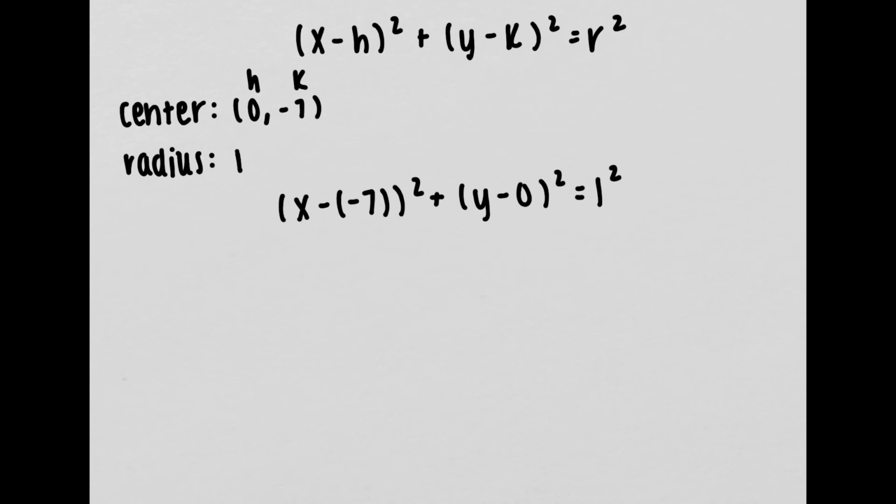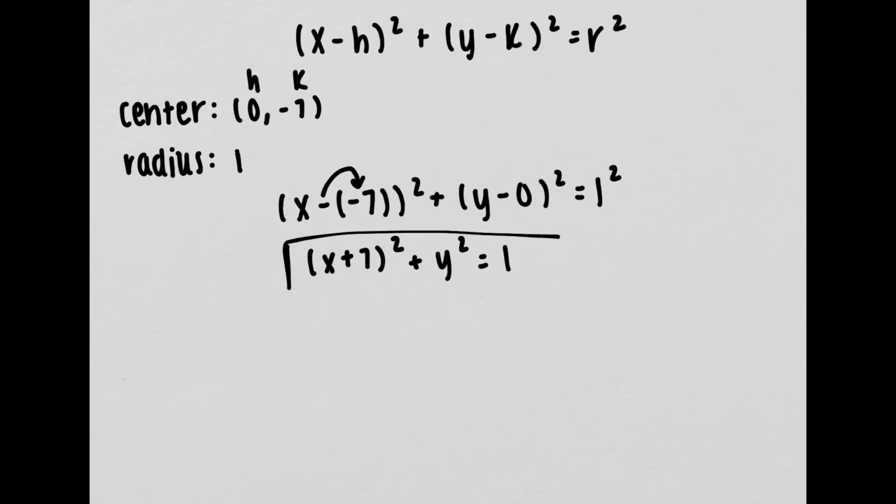I'm going to clean up some of that stuff. Remember, minus a negative is a plus, so x plus 7 squared. Plus, you can leave it as y minus 0 if you want. I'm going to rewrite it, though, as y squared. And it's equal to 1 squared, or 1 times 1, which is 1. So here is your second equation.